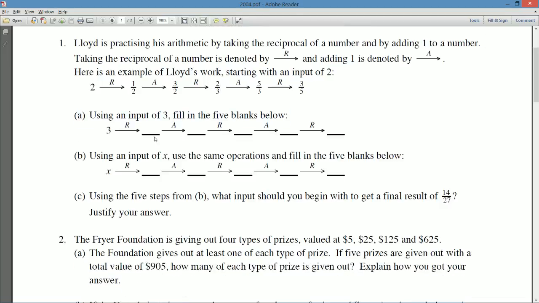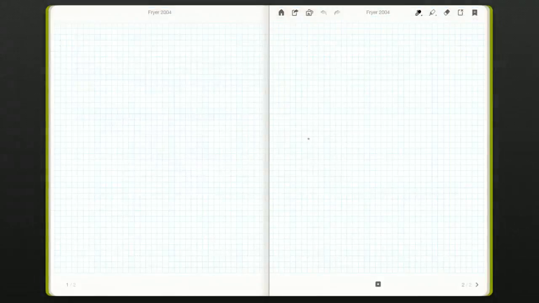Part A, using an input of 3, fill in the 5 blanks below. So we're going to start with the number 3, we'll take its reciprocal, we'll add 1 to that, we'll take the reciprocal, we'll add 1 to that, and we'll take the reciprocal. So we just need these 5 steps. Let's just dive right in, practice our arithmetic.